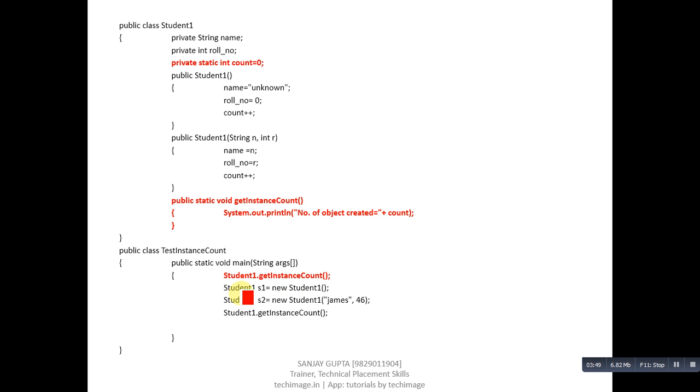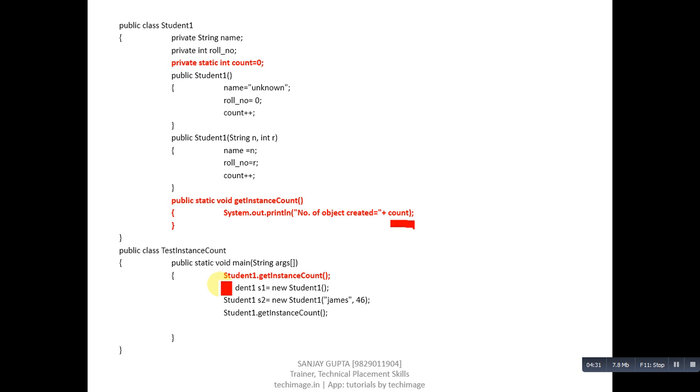Then I have created the S1 object, then the S2 object. S1 is calling the default constructor and S2 is calling the parameterized constructor. Both are incrementing the count value, so both objects access the same count value. When the S1 object is created, count becomes 1. When the S2 object is created, count becomes 2. So student1.getInstanceCount will print the value of count, which is right now 2. You can see that this static method is accessing only the count variable, which is also static. And a static method can be accessed without creation of any object with the help of the name of the class.